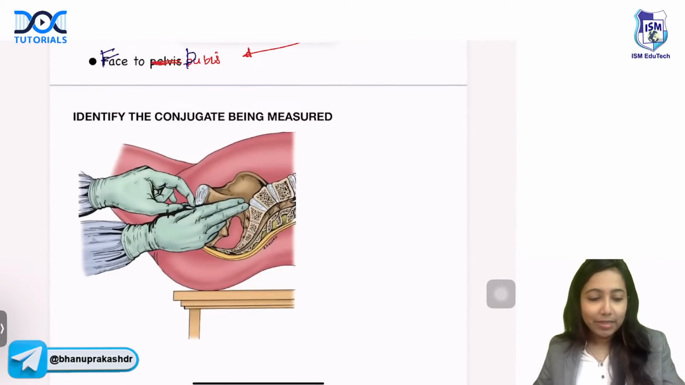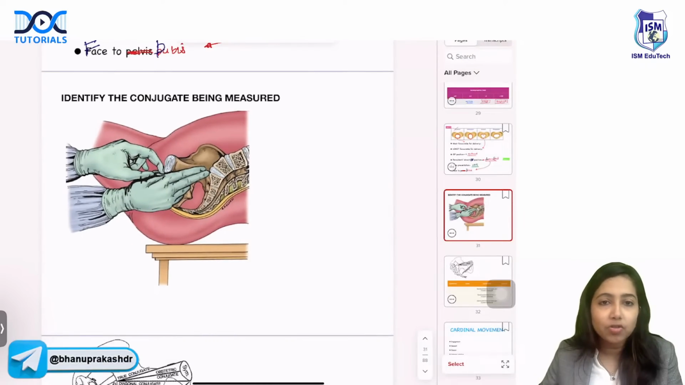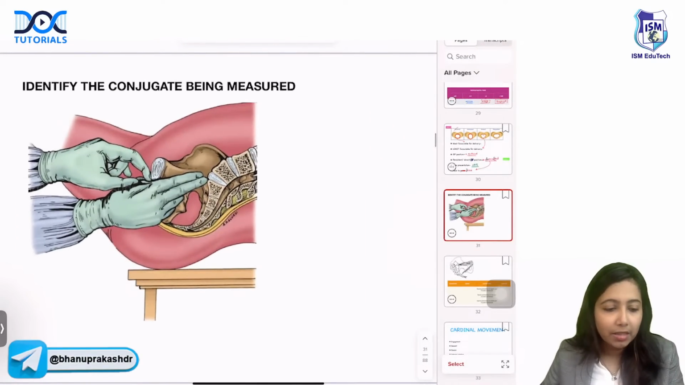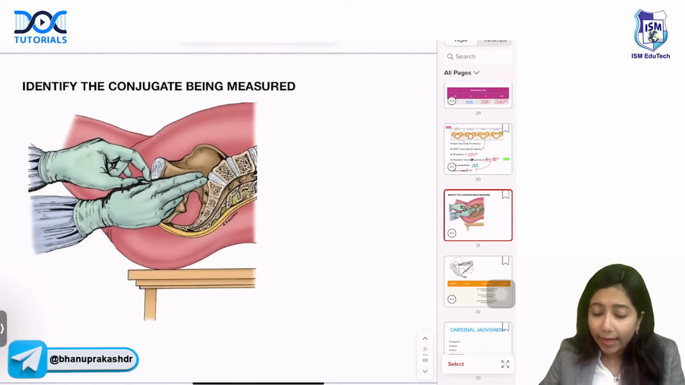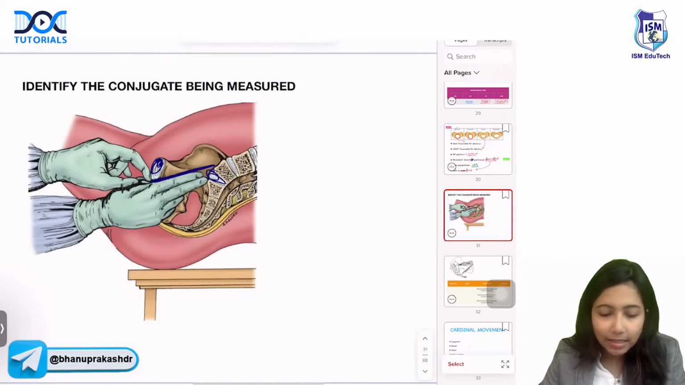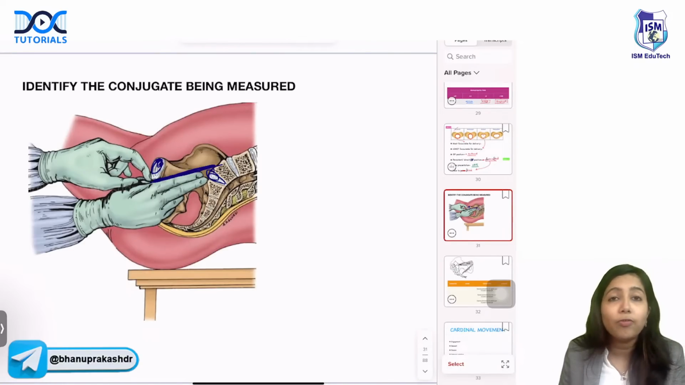So coming to the next image, can you identify the conjugate or the diameter which is being measured in this image? What is the conjugate being measured in this image? So basically, they are trying to assess some anteroposterior diameter. This is anterior, this is the pubic symphysis, this is the sacral promontory. So they are trying to assess some anteroposterior diameter at the level of inlet.